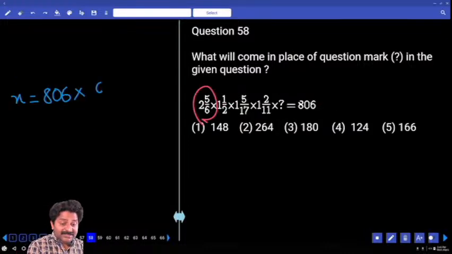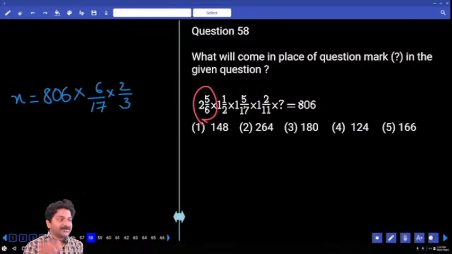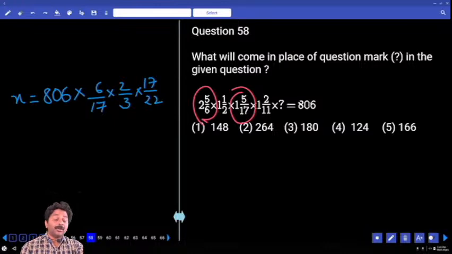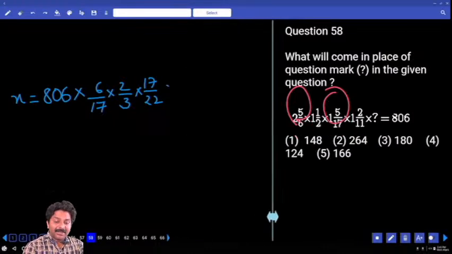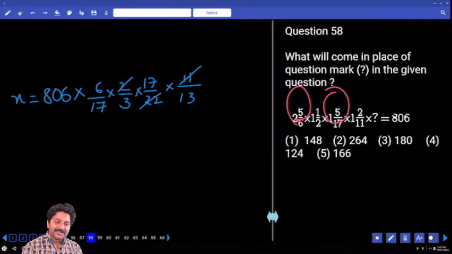If it goes to the other side, 6 by 17 into 3 by 2 becomes 2 by 3. 1, 5 by 17, 22 by 17, 17 by 22, 1, 2 by 11, 13 by 11 becomes 11 by 13. 11 into 2, 22 can be easily cancelled. So I am doing that. Yes. 17 can be cancelled. 3 how many times? 2 times. Now I don't want to go with any more cancellations.